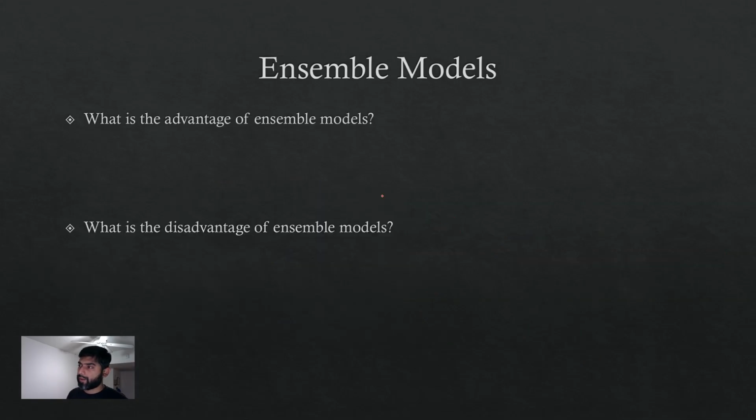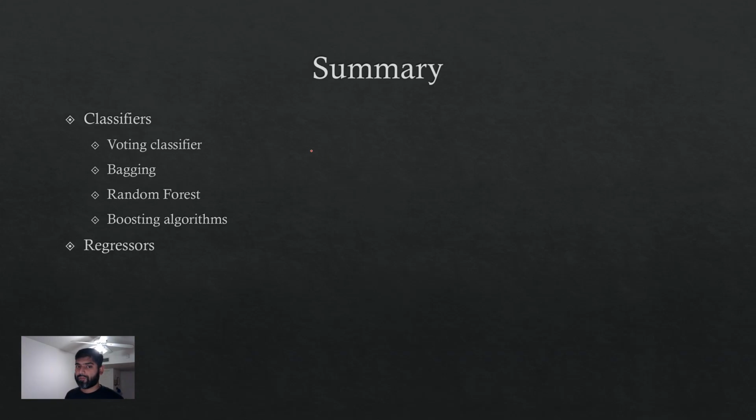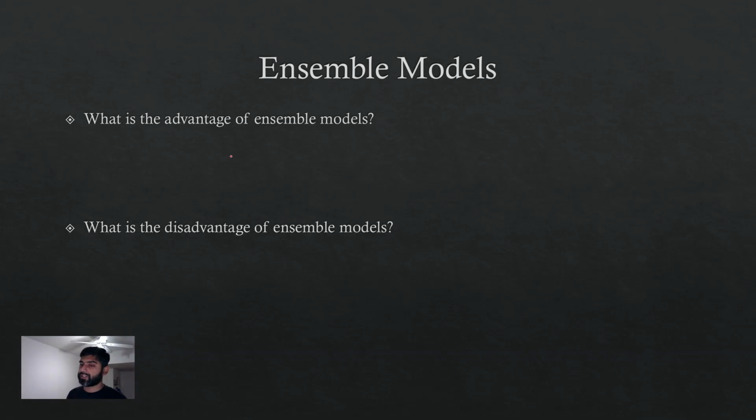Coming almost to the end of my presentation, what are the advantages of ensemble models? Ensemble models have a ton of advantages. They use the wisdom of crowds. They improve the accuracy of your models. The disadvantage is it slows down. It's a slow process because it's using a lot of randomness.